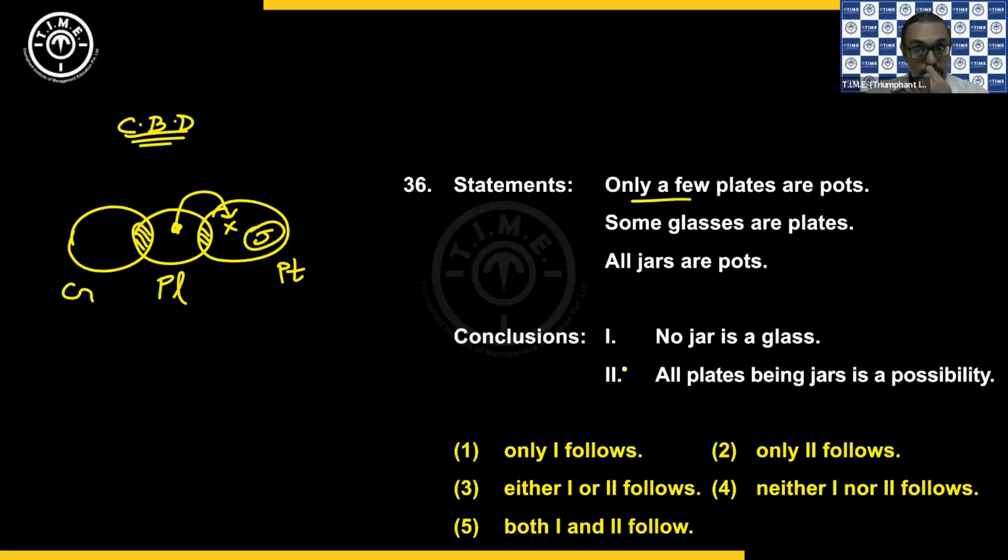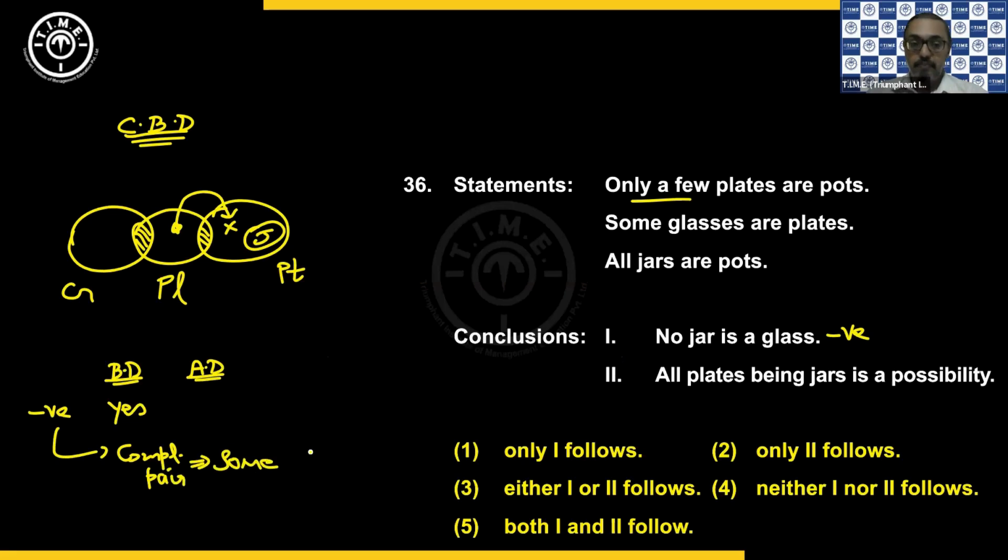Now coming to the conclusions. First one, no jar is a glass. So as you can see, it is a negative conclusion. Okay. Now that negative conclusion is yes in the basic diagram because jar is separate, glass is separate. So I am allowed to go to the alternate diagram and take the complementary pair. And the complementary pair for no jar is a glass is some jars are glass. Now we need to check, is it possible to have some jars are glass?